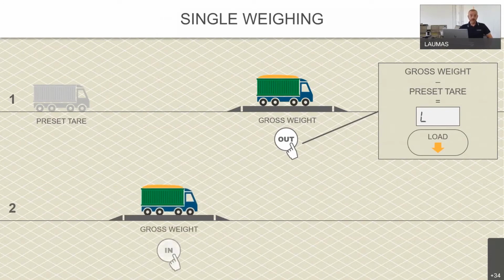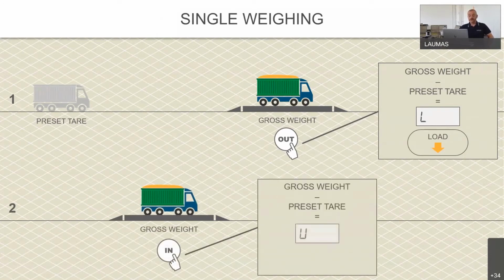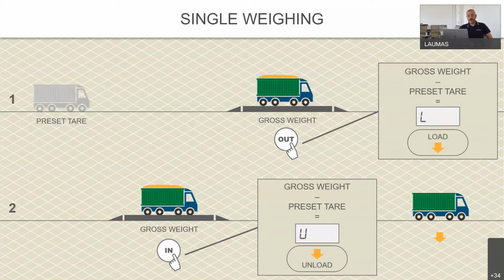On the contrary, if the truck arrives on the site full and needs to be unloaded, it goes on the weighbridge. We see the gross weight on the display, and by pressing In and selecting the predetermined tare weight, we can see the net weight that has been unloaded.